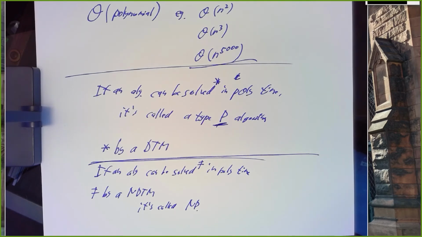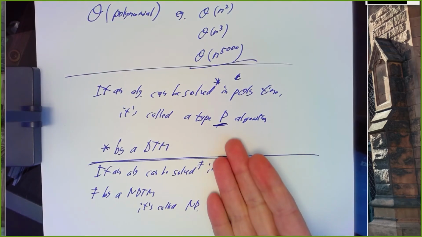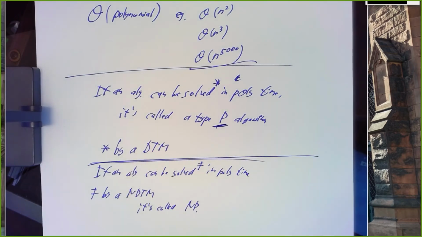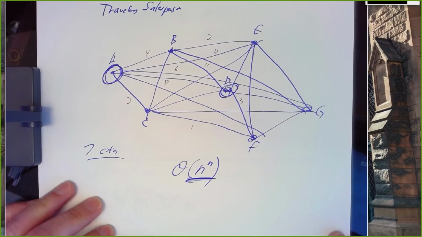All right, this is getting very theoretical now. But if we can solve this algorithm in polynomial time on, you know, a Pentium processor, which is a deterministic Turing machine, then it's type P. If we could solve it in polynomial time on a Pentium that also had a magic wizard inside, then we could say that's an NP problem, solvable in polynomial time on this non-deterministic Turing machine. And traveling salesperson is an NP problem, it turns out.